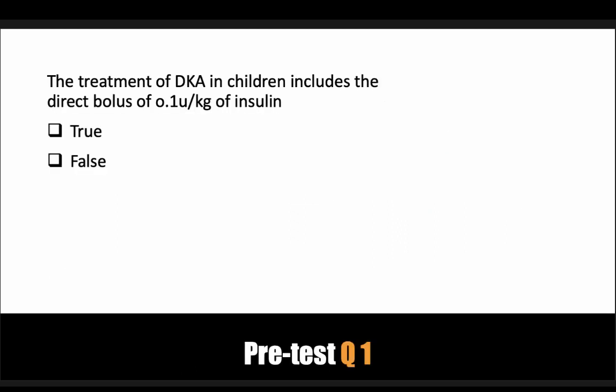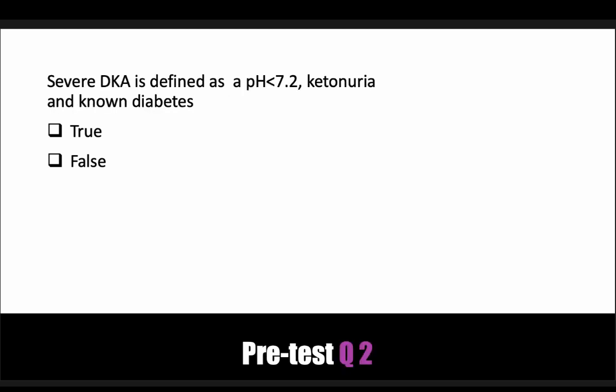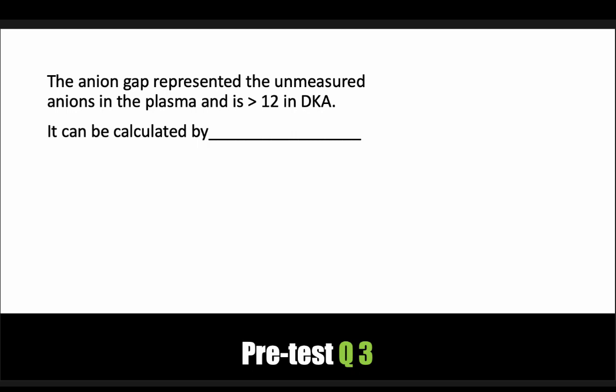And starting off, we have a couple of questions. What I'd like you to do is record your answer, and we'll circle back to these at the end of the presentation. First question, the treatment of DKA in children includes a direct bolus of 0.1 units per kilo of insulin. So mark your answer as either true or false. The second question, severe DKA is defined as a pH of less than 7.2, ketonuria, and known diabetes. And that's either true or false.